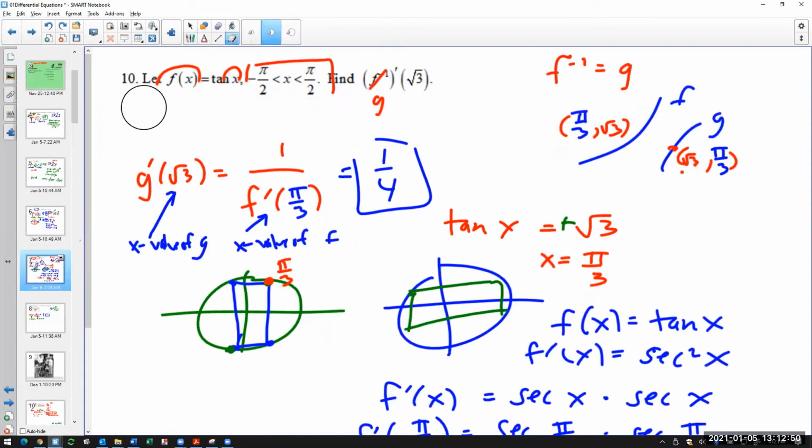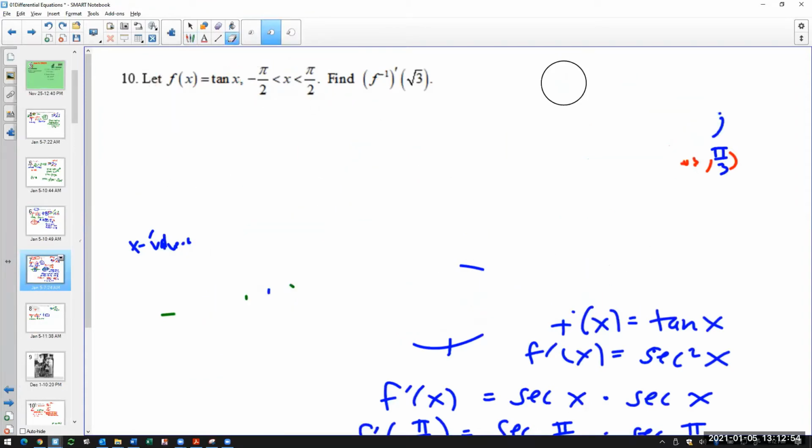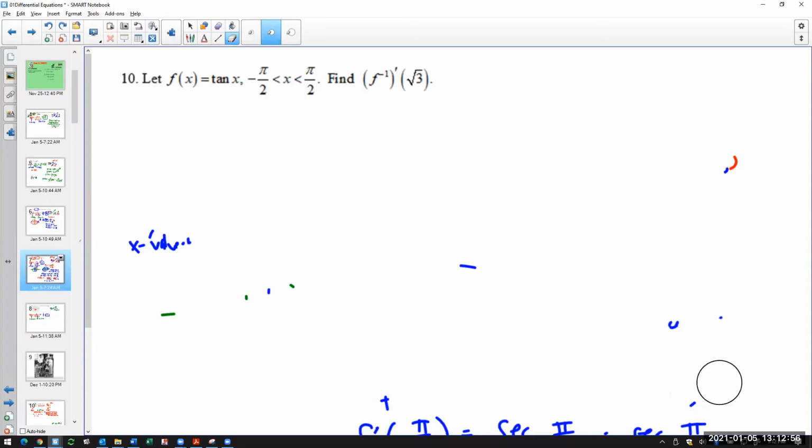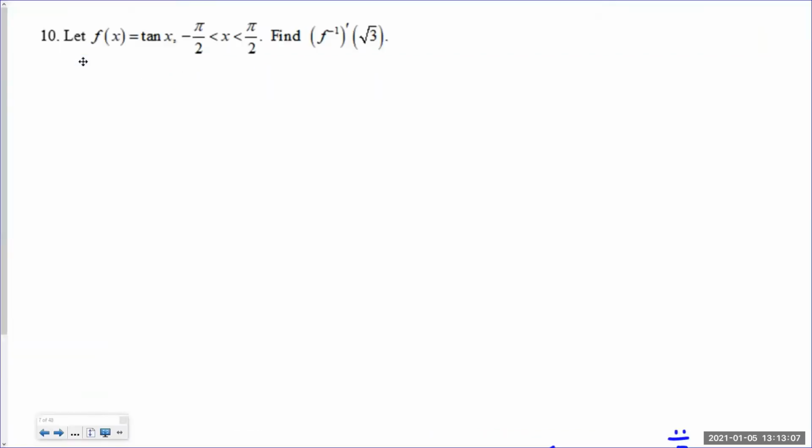Okay, here's number 10. All right, so you know the questions aren't all going to be easy, right? Especially if trig is involved. So let's look at number 10. The main idea is always the same, but of course, the derivatives can get harder and the trig can get harder.